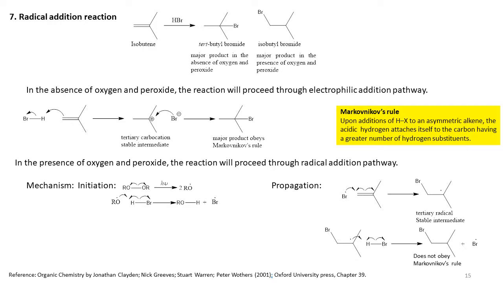The product produced from the reaction of HBr with isobutene depends on the condition of the reaction. If there is no peroxide, the reaction will proceed through the formation of tertiary carbocation to give tertiary butyl bromide, which obeys Markovnikov's rule. And this reaction is an electrophilic addition reaction. While in presence of peroxide, the bromine radical will react first with the primary carbon of the alkene, or terminal carbon of alkene, to give tertiary radical, then abstract a hydrogen to give isobutyl bromide, and this product doesn't obey Markovnikov's rule.